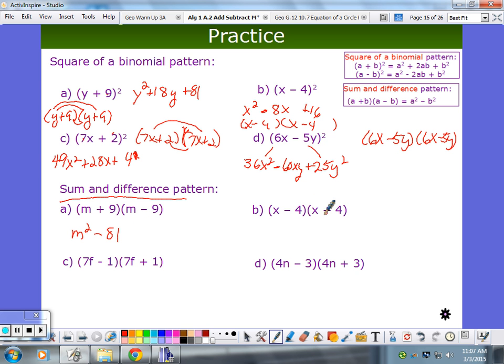What's this one? I'm noticing the pattern. X minus 4, x plus 4. The minus comes first. So x squared minus 16. This pattern's much easier. What's this, guys? The same thing except for a minus and a plus. 7f times 7f. 49f squared. F times f, right? Minus 1. 1 times 1. You're multiplying. What about this guy?